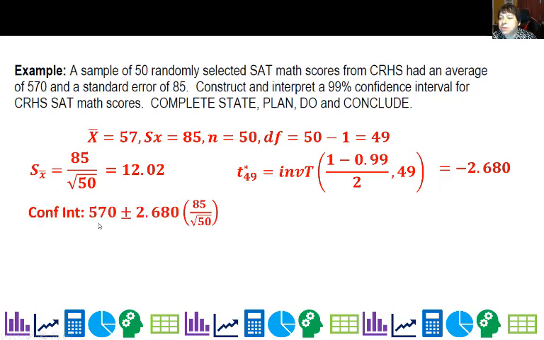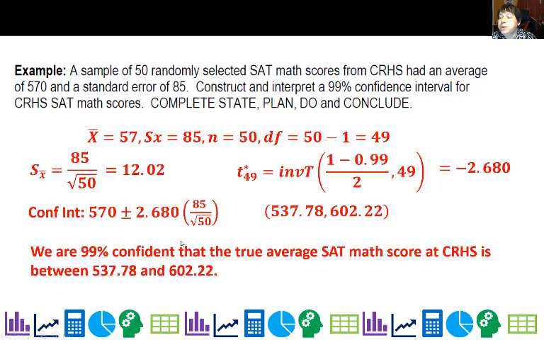So my confidence interval is my mean, or my point estimate, pretend that says 570, plus or minus 2.680 times my standard error. And if I go ahead and do that calculation, I get this value. If you did the shortcut on your calculator, you should get roughly the same. It might be a little bit different because of rounding right here and right there. Okay, so we are 99% confident that the true average SAT math score at Cedar Ridge is between 537.78 and 602.22.